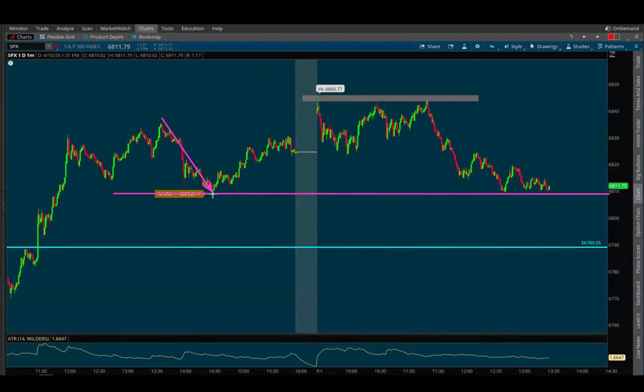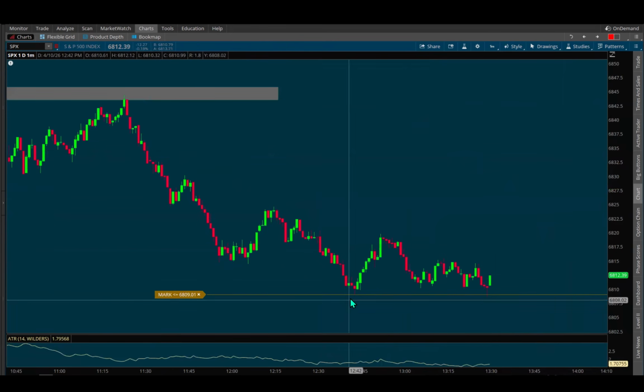We came down, bounced into close, and then we came down here, bounced, came down here again. Now we're trying to bounce. So this 68.10, 68.09 is micro support. If we blast through this, I think we probably come right down to 67.89. Okay, so that's why I have an alert set there.